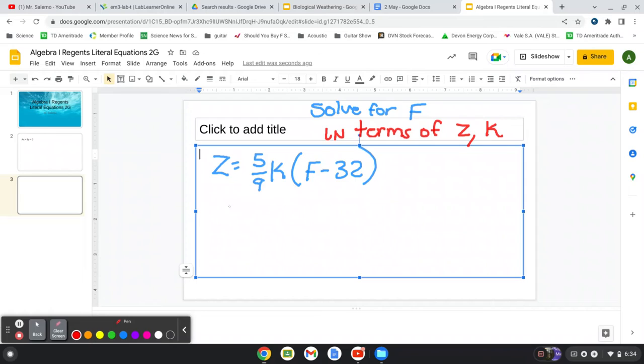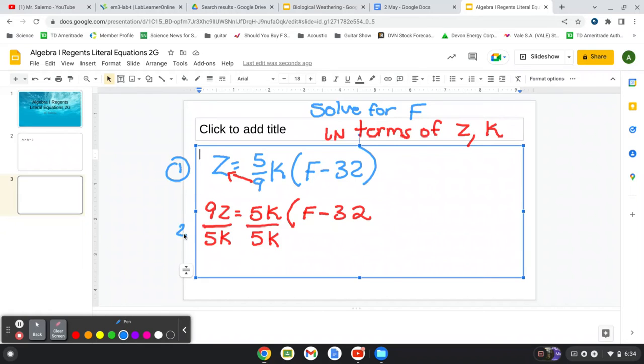All right. So we're trying to isolate F. So we got a lot of things in our way. Let's get rid of that 9 here. Let's multiply it up, right? So now we're going to have 9Z equals 5K times F minus 32, right? Now we can divide the whole 5K out. Let's divide the whole 5K out. Why not? And let's change the color. So that's step 1, step 2. Now step 3 we'll bring over here.